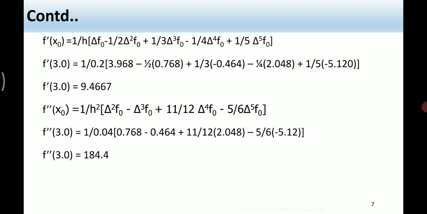So to calculate the second derivative, we have the formula, that is 1 by h square into delta square f0 minus delta cube f0 plus 11 by 12 into delta to the power 4 f0 minus 5 by 6 into delta to the power 5 f0. So for this we substitute the calculated values, and we get the result 184.4.